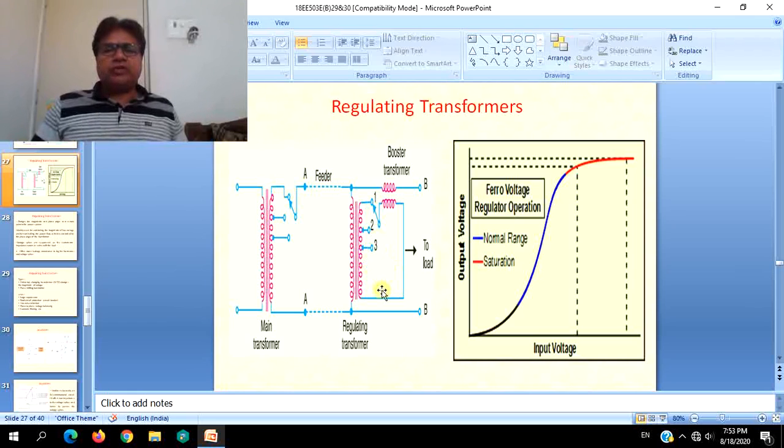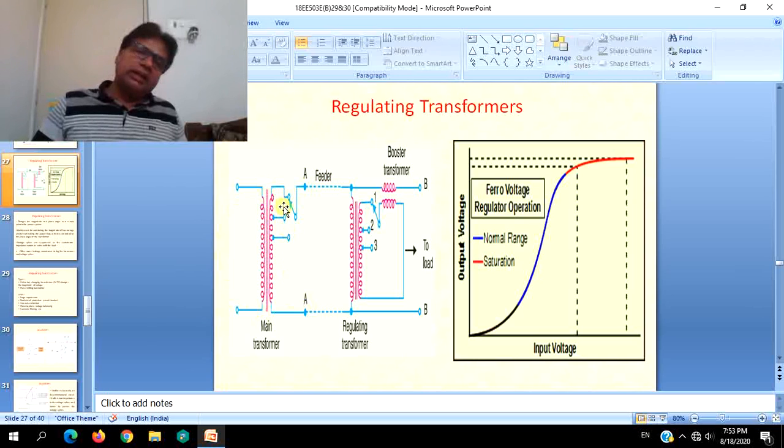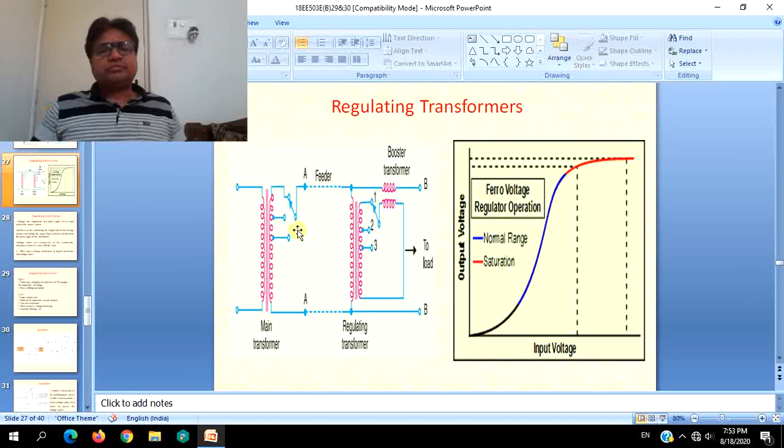If voltage falls down, you will increase the tap or increase the number of turns of the secondary. If the load is suddenly decreased, you have to decrease the output voltage of the secondary. That is, you will decrease the number of taps, thus decreasing the number of turns of the winding. That is the basic action of the regulating transformer. Here is shown the circuit from the supply source, main transformer. Again, these tappings are shown from the main transformer.